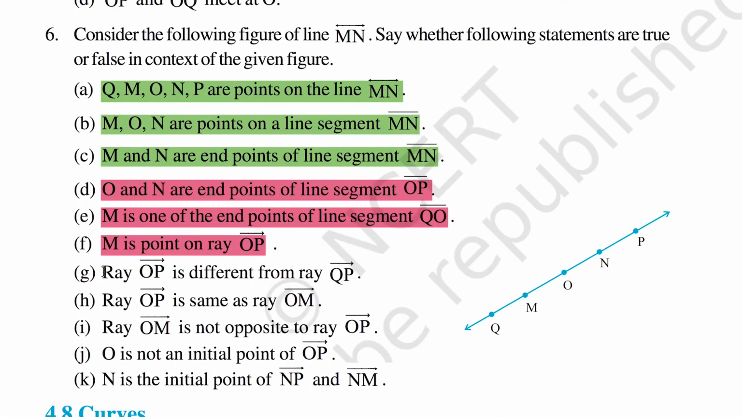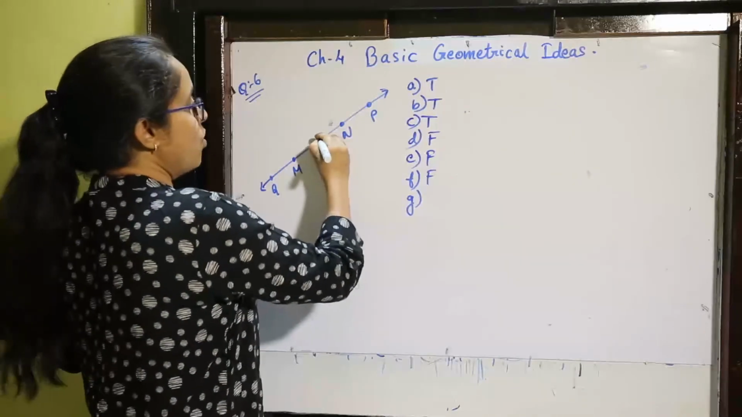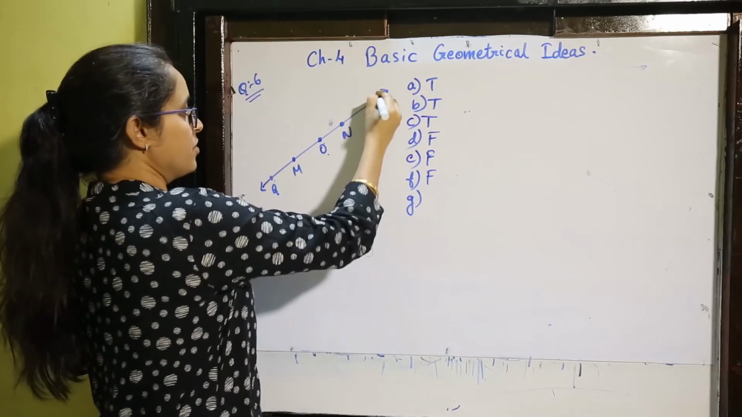Now G: ray OP is different from ray QP. Ray OP is different from ray QP. So I am saying ray OP is different from ray QP.